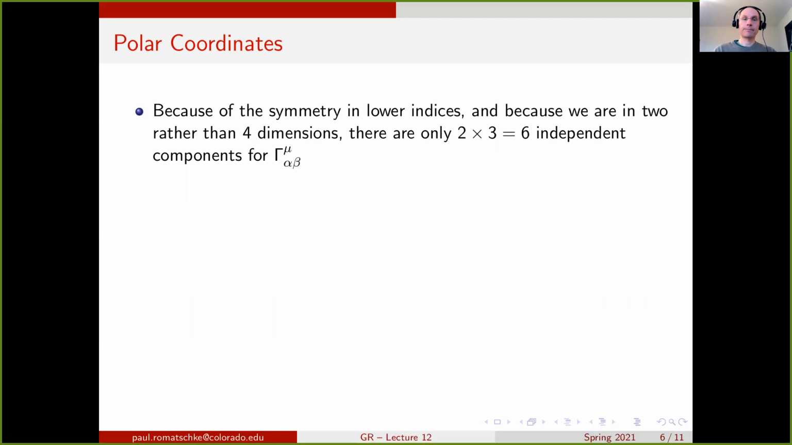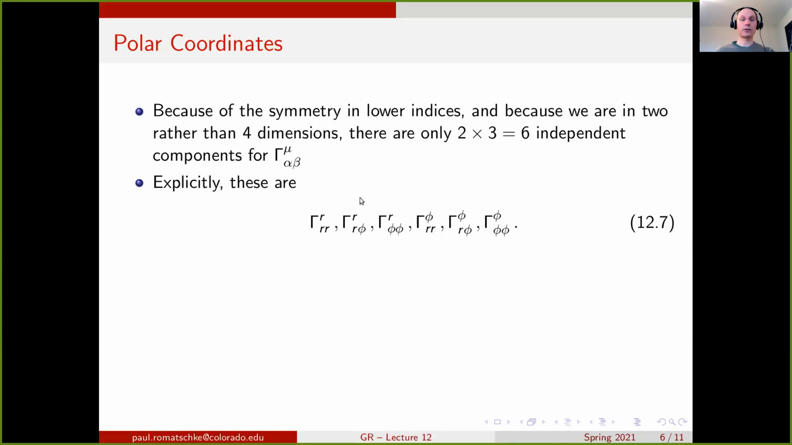Because we have symmetry in the lower indices, and because we're in 2 dimensions rather than in 4 dimensions, we have a lot fewer components to calculate. We're in 2 dimensions, so the upper index mu can take 2 values, and the symmetric part of a 2 by 2 matrix has 3 independent components. So we have 2 times 3 is 6 independent components for the Christoffel symbol.